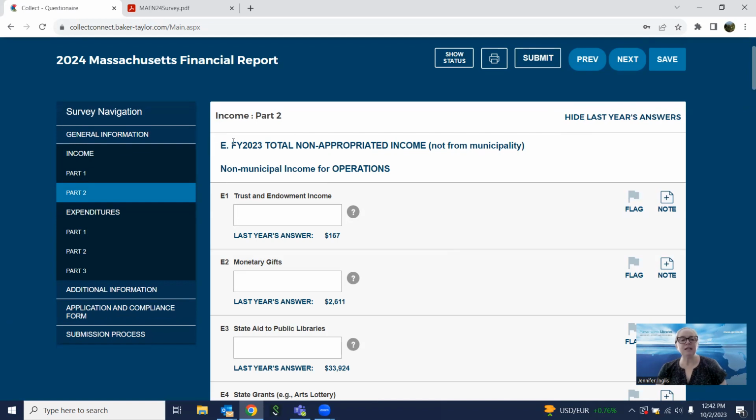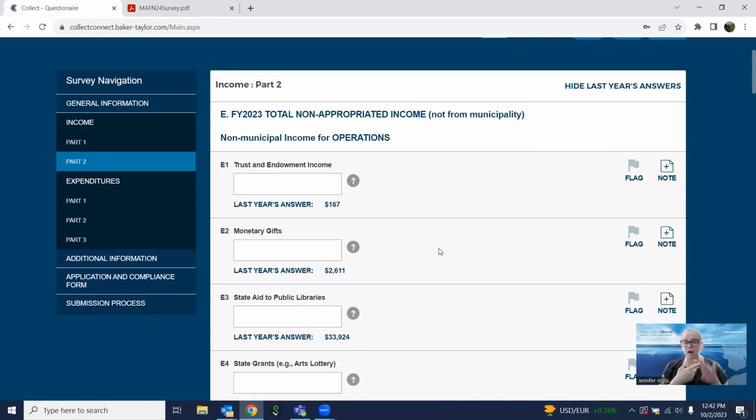So section E is FY23 total non-appropriated income. So this is money you have to spend that doesn't come from the municipality. And so it's divided into 2 sections. We have operations and capital. So the first section is non-municipal income for operations. So money you use to run your library.